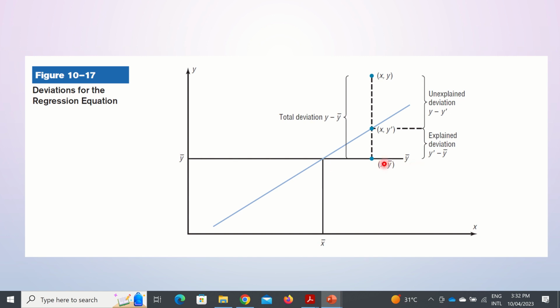If you take a point x here, this point is basically x y bar. This is the predicted value y dash for x, and this is the observed value for the same x. So from here to here, that is the total variation, because we are taking the difference of y with y bar, then we take the square, and we do that for all the points we are given.